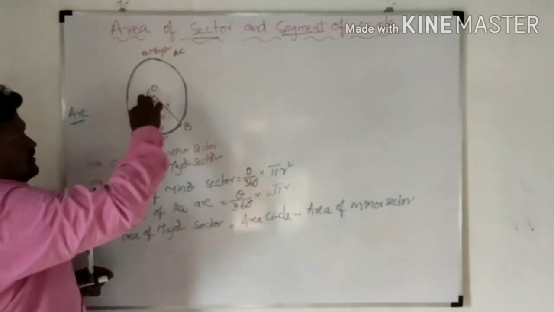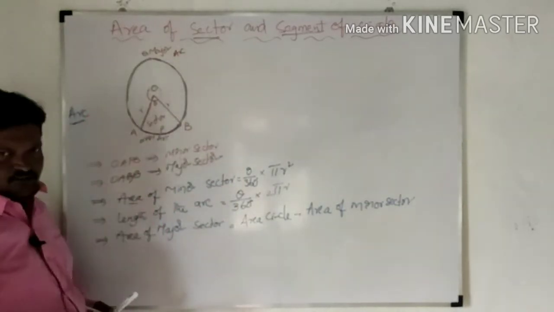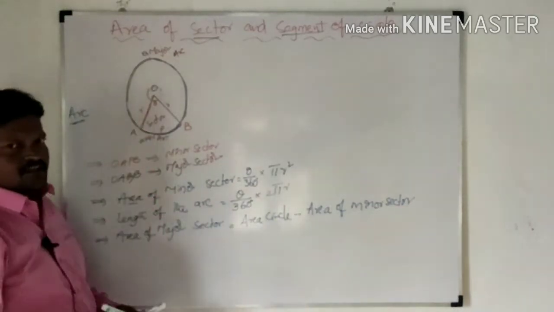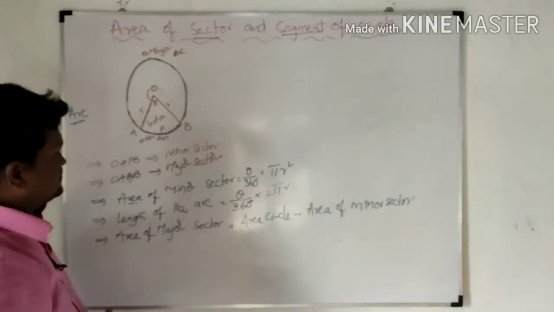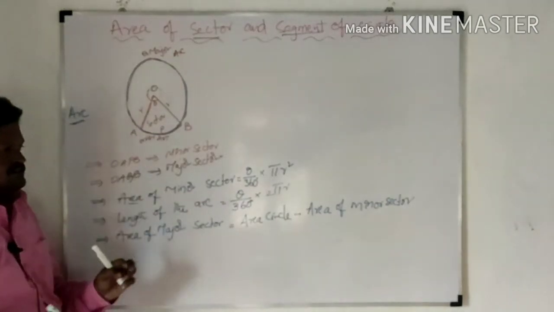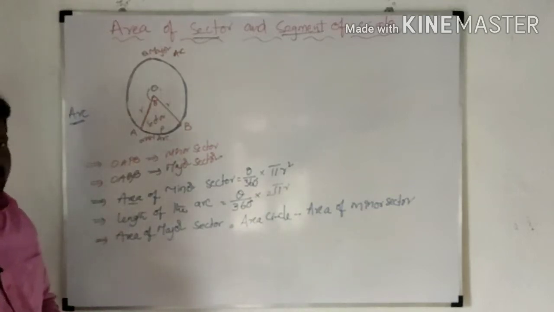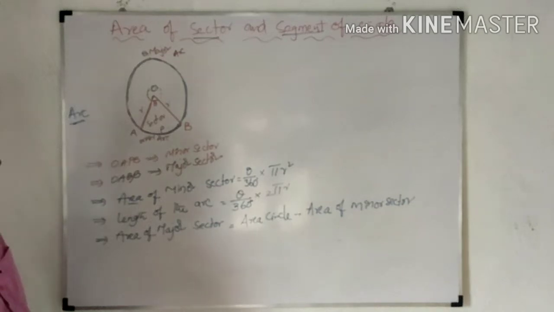Otherwise, if you take this angle by 360 degrees into pi r square, that also can be the area of the major sector. I hope that you understand. These three formulas are very, very important while solving the problems in exercise 12.2.